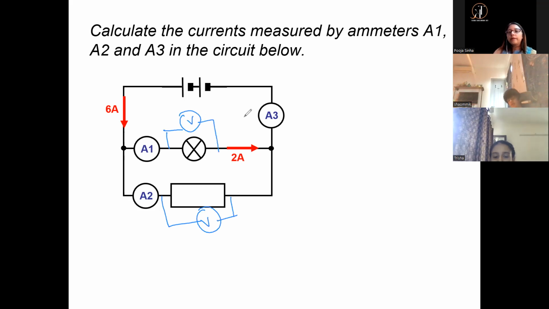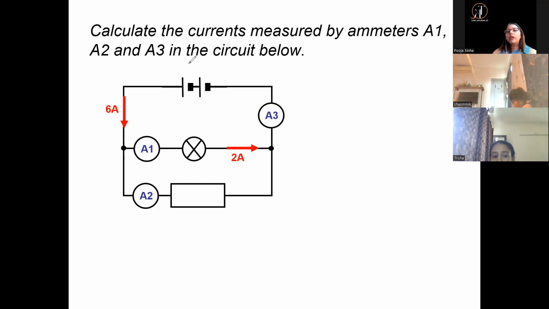But the ammeter is also in parallel? No, the ammeter is in series. You can see this is a lamp and this is a resistance. Now see, the ammeter is connected in series with the lamp, right? And it is connected in series with the resistance too. So whenever you want to connect an ammeter, it is always connected in series.